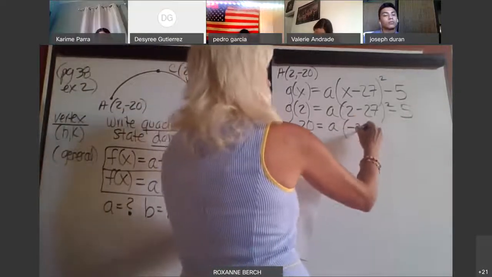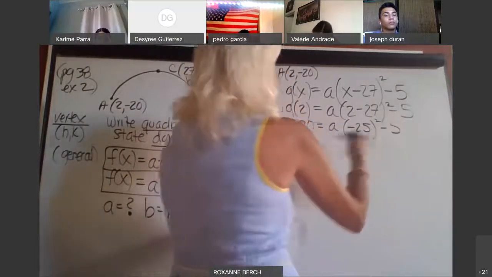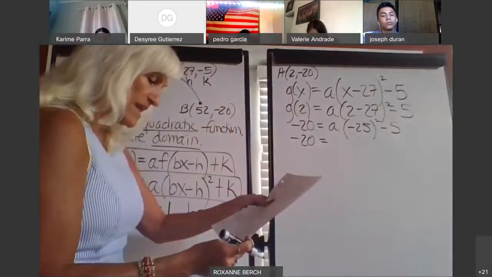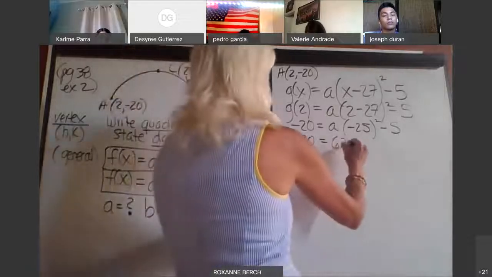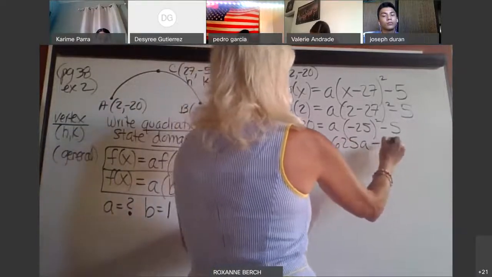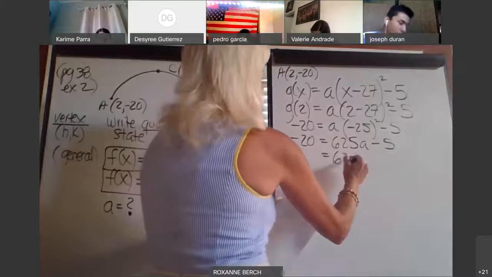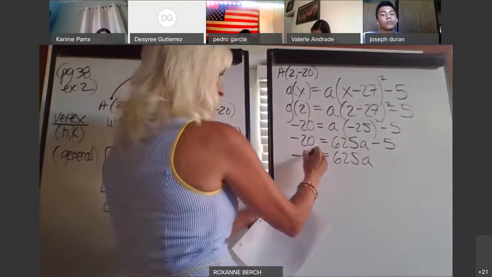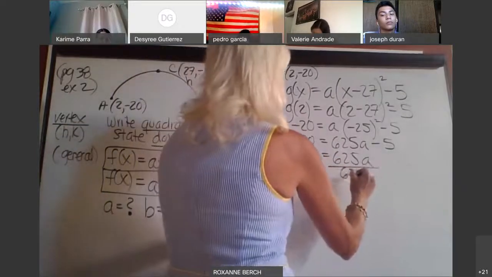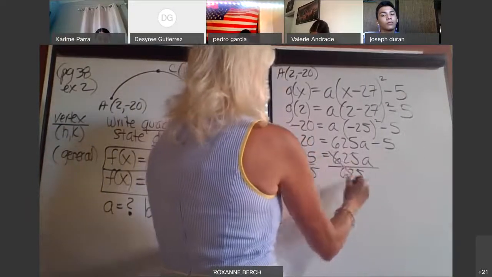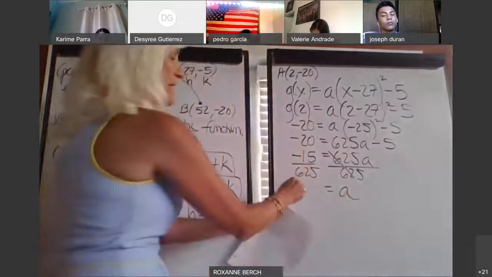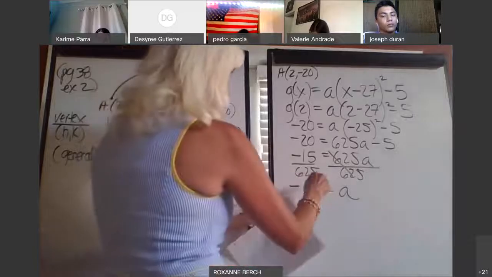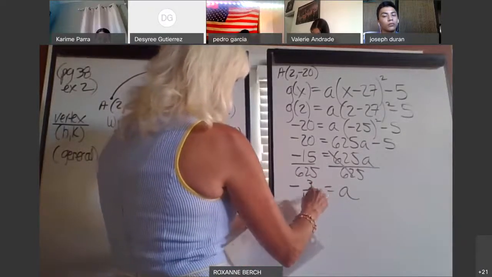So this would be -25 quantity squared minus 5. So I'm simplifying this down. -25 times -25 is 625. Solve for A. So you're going to add 5 to both sides. When you add 5, this becomes -15. And then we're going to divide by 625. So we found A. It's negative. If you divide the top and the bottom by 5, you get 3 over 125.